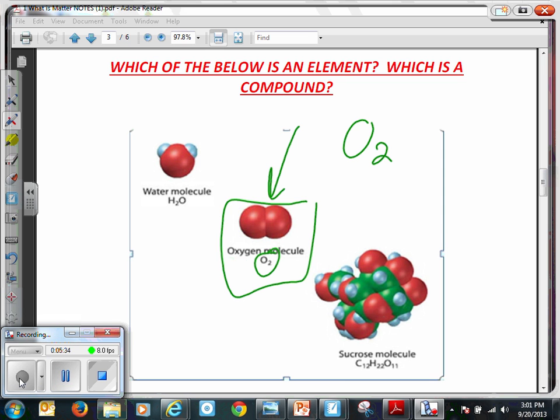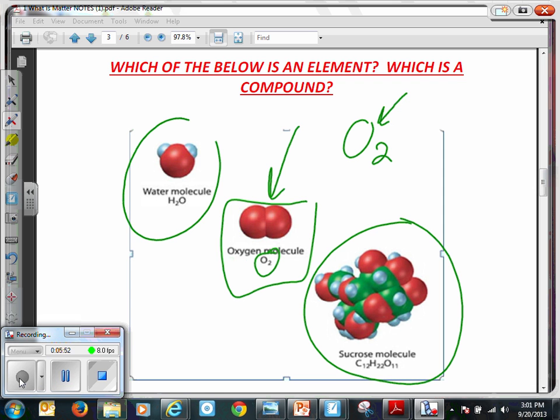That is okay, because the definition of an element is it's just one type of atom. So it's just oxygen. Even though it's in a compound, it's just oxygen by itself. And then these two here are compounds. I'm sorry, I said oxygen was in a compound. I meant a molecule. These two are compounds, which means more than one type of atom.